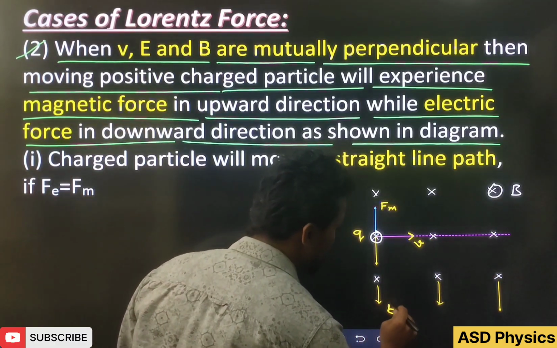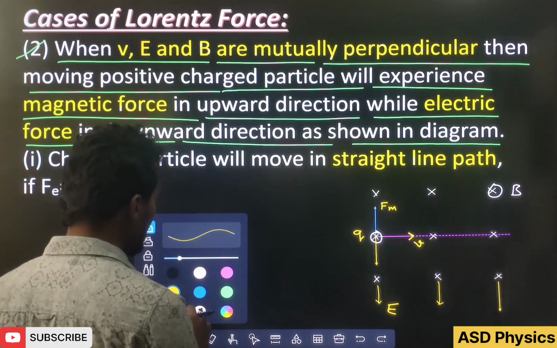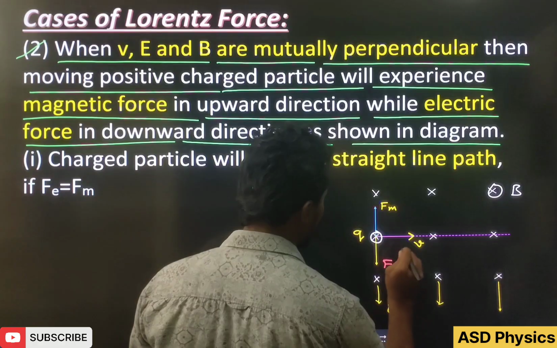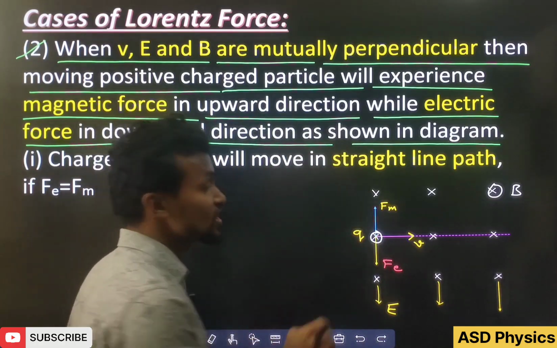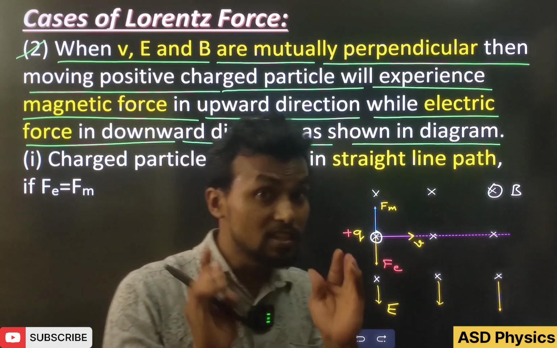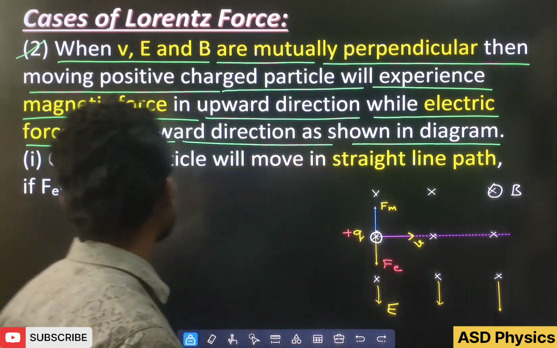If you see very well here, this electric field is in a downward direction. So what will happen here? There is one electrostatic force in downward direction. Why? Because positive charge is there, students. So the three situations are there in this case. Let's see the first situation.